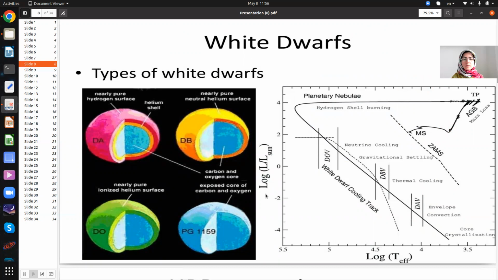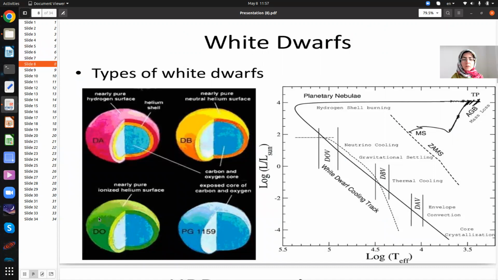We have different types of white dwarfs: DAV, DBV, and DOV. And you see the different kinds of them. For example, DA has a nearly pure hydrogen surface, with a hydrogen-helium shell. And DB has a nearly pure neutral helium surface. They both have a carbon and oxygen shell, both DA and DB.